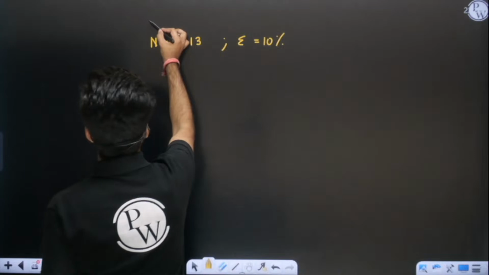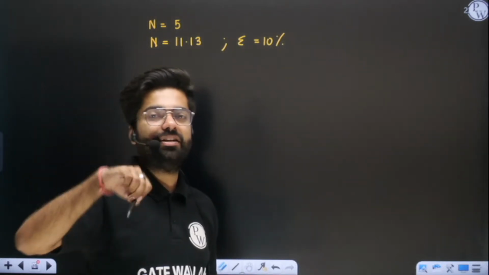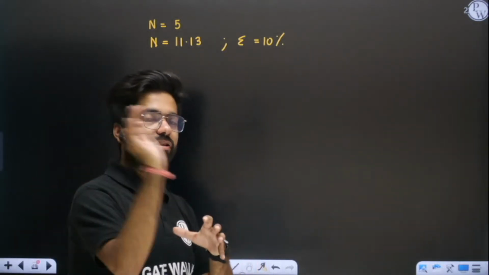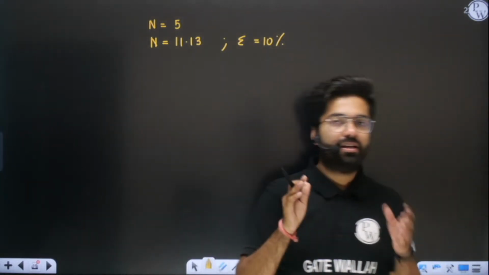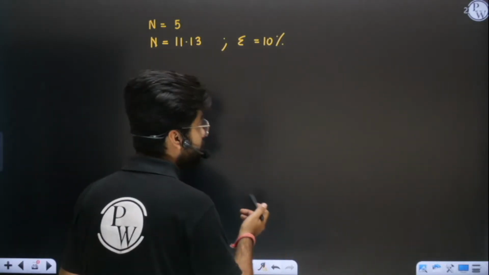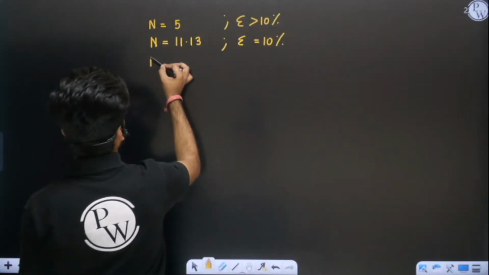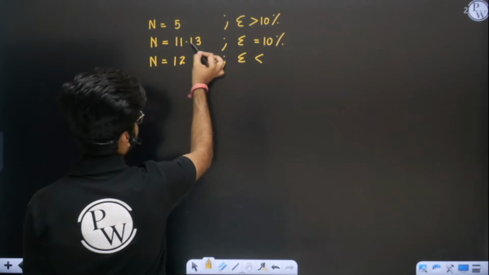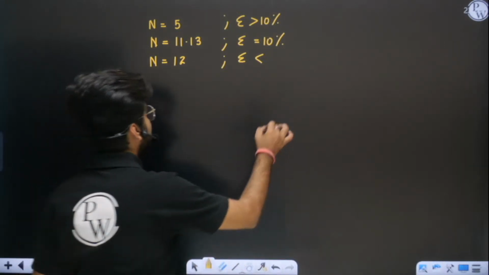Initially when we have 5 rain gauges, was the error more than 10% or less than 10%? Kindly comment. Obviously the error was beyond 10%. But now when I provide exactly 12 rain gauges, at 11.13 we have 10% error, but if I increase the number of rain gauges to 12, then obviously the error will go down.